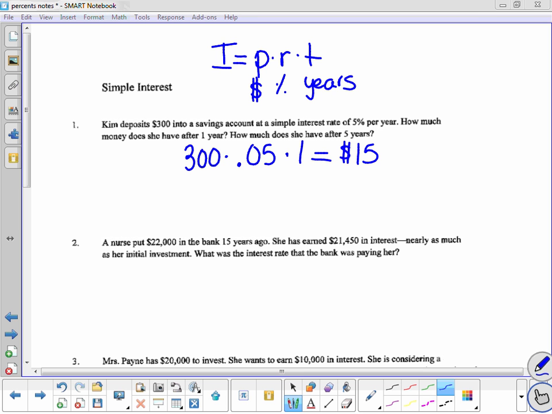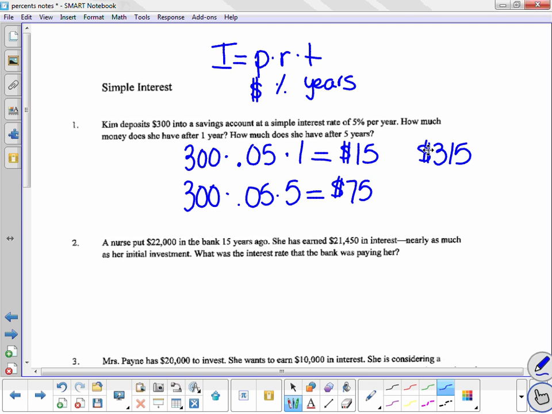So because it says how much does she have after 1 year, she doesn't just have $15, she has $315, when you add the 300 plus 15. So not much is going to change for the second part of the question. How much does she have after 5 years? You still have a $300 principal times 5% times 5. But since it's 5 years, it does go up significantly, so $75. So now the total after 5 years would be $375.